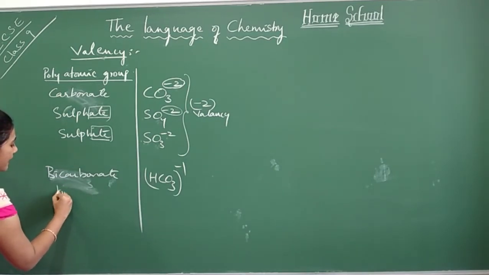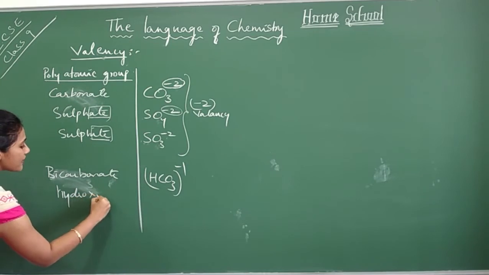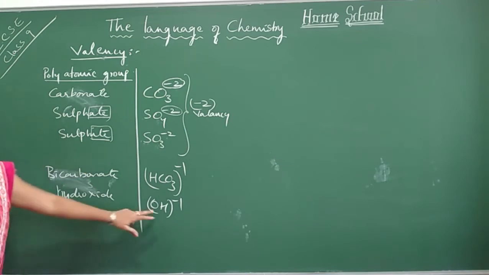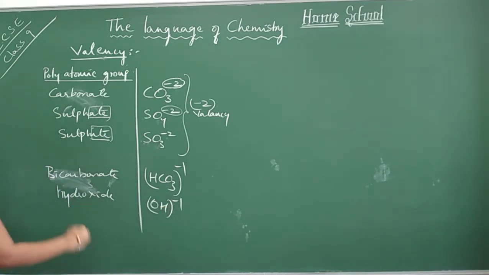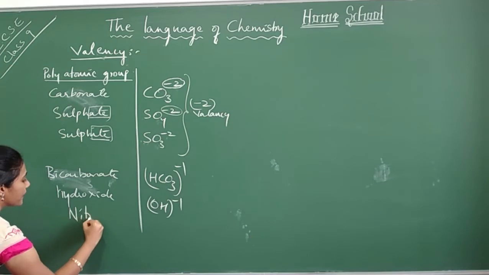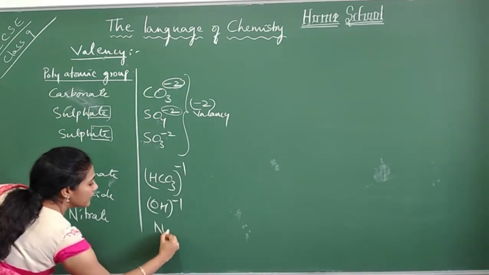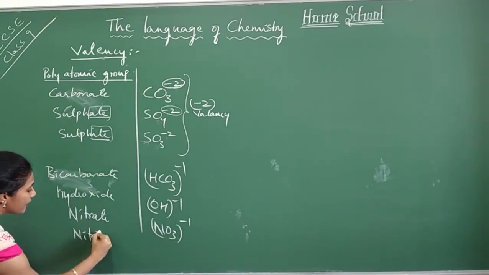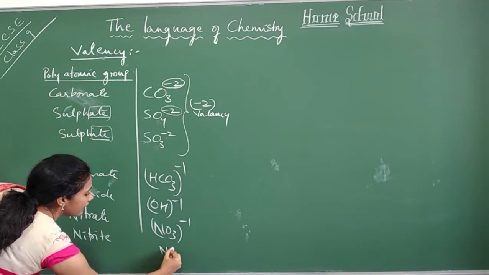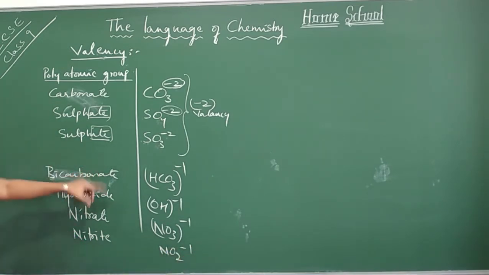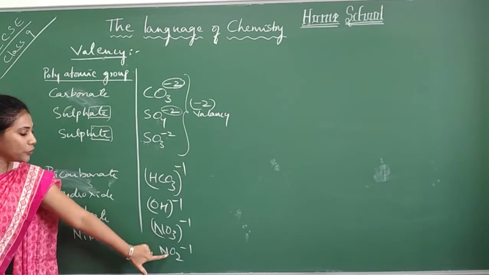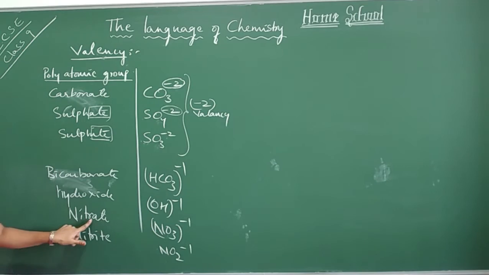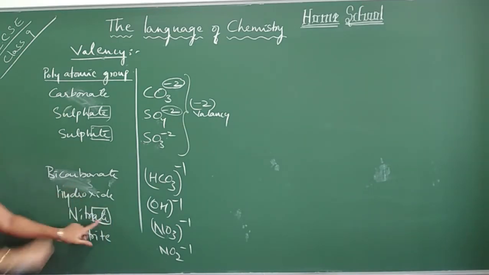And the hydroxide radical, that means OH, is also having a charge minus 1. And nitrate, NO3 minus 1. Nitrite, NO2 minus 1. You can connect here. Both the groups have nitrogen and oxygen, but this group has the maximum number of oxygen, no? So the name has ended with ATE.